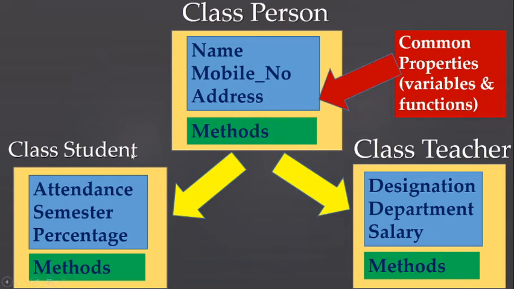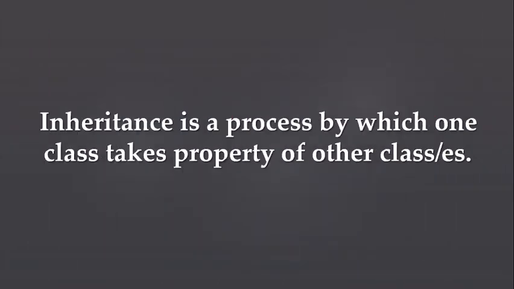And then the class Student will inherit the class Person. At the individual level, the class Student will only have the code for attendance, semester and percentage and the individual methods. But due to the inheritance, all the variables such as name, mobile number and address will be available for the Student also. The same thing is for the class Teacher also. That's inheritance. So inheritance is a process by which one class takes the properties of another class or other classes.